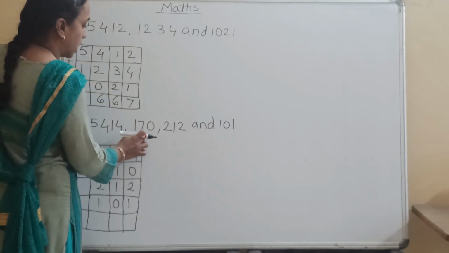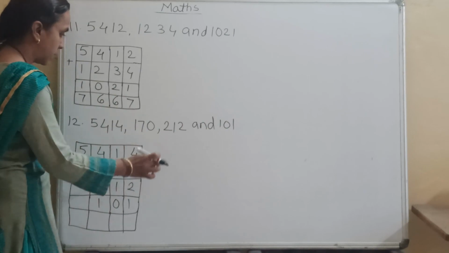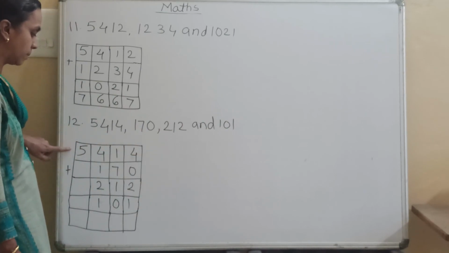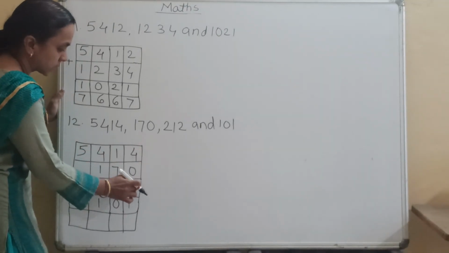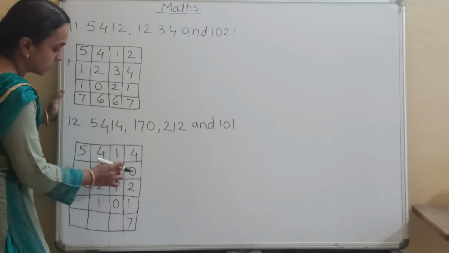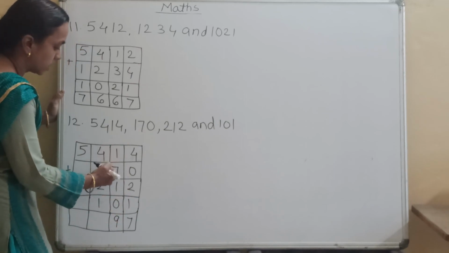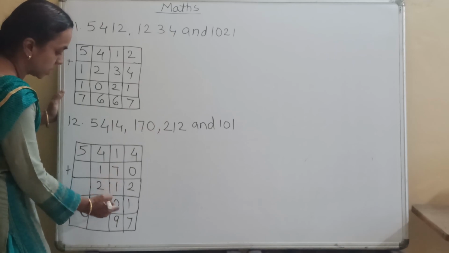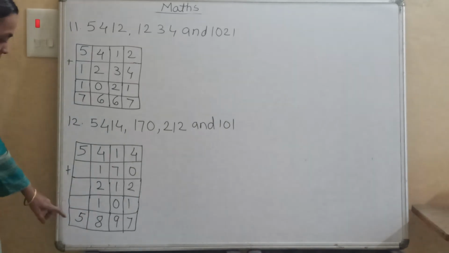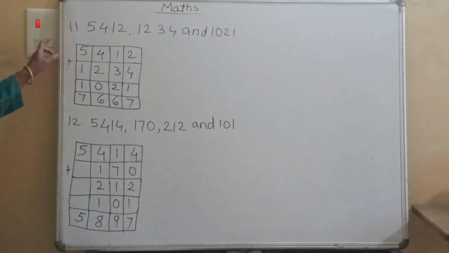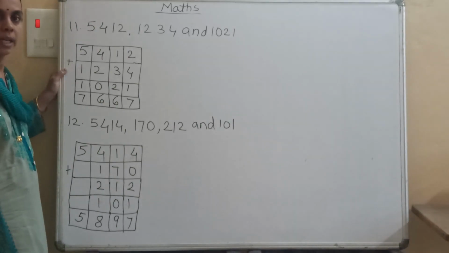5414, 170, 212 and 101. So only one 4-digit number is there. So first you write down that 4-digit number, then write down all 3-digit numbers. 4 plus 2, 6, 6 plus 1, 7, 7 plus 1, 8, 8 plus 1, 9, 9 plus 0, 9, 4 plus 1, 5, 5 plus 2, 7, 7 plus 1, 8. Then this 5 as it is. So answer is 5897. So from 7 to 12, these are questions you have to write down in your notebook.